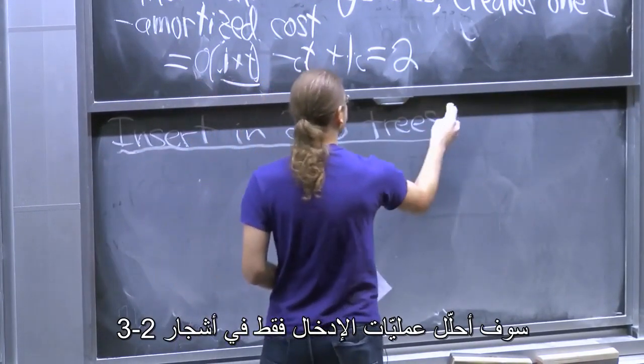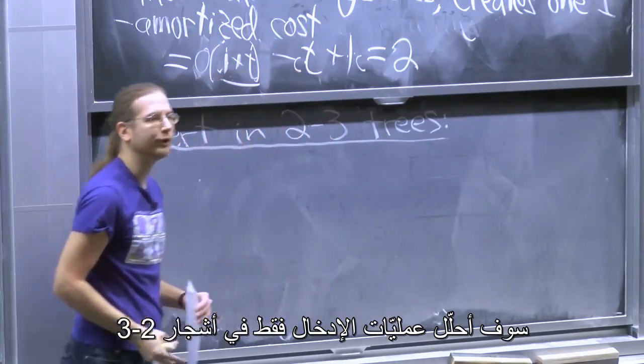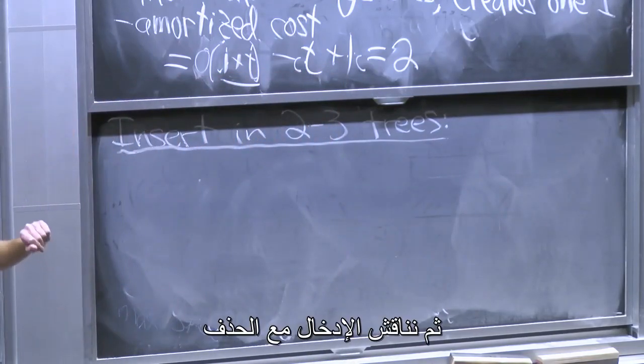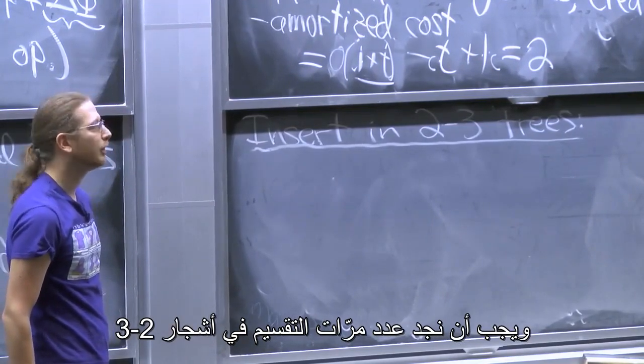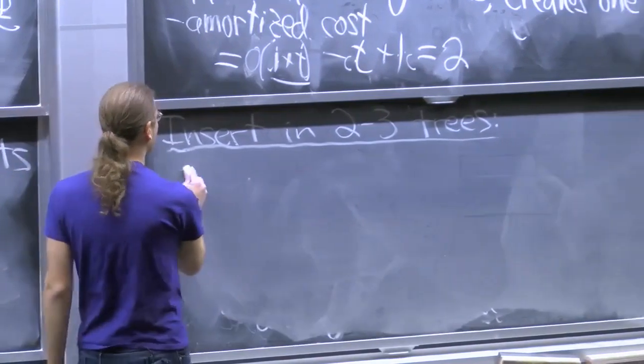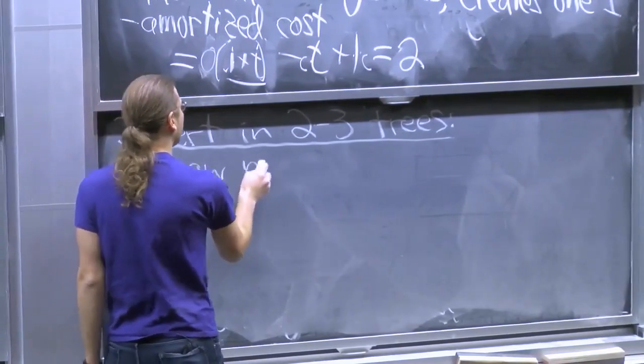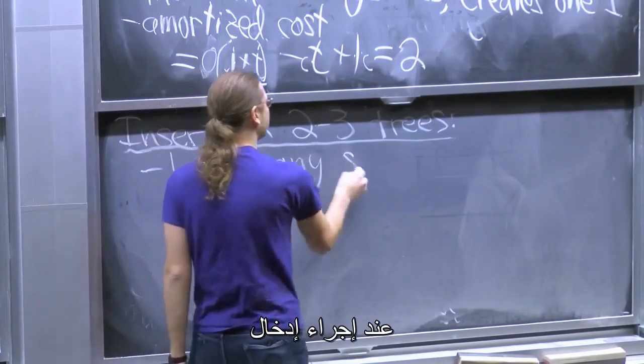I want to analyze insertions only in 2-3 trees. Then we'll do insertions and deletions. And I want to count how many splits in a 2-3 tree when I do an insertion.